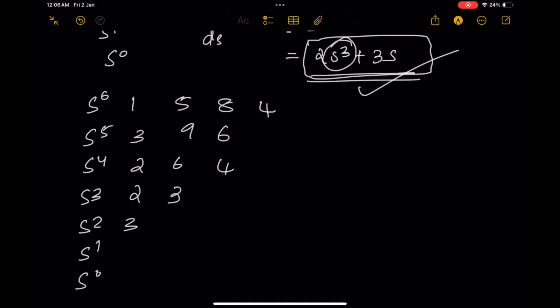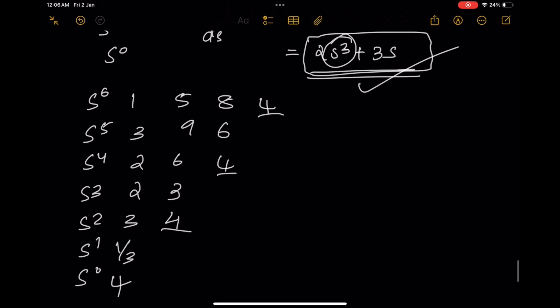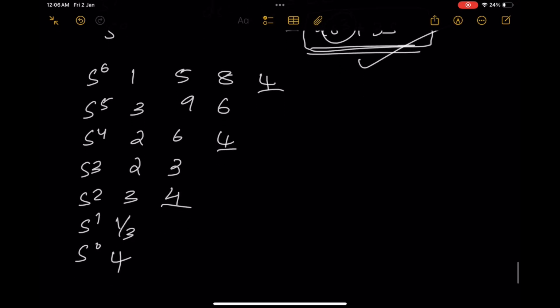I'm going to do this here. 2 4s are 8. 8 by 2 is 4 itself, right? 4 here itself. And what will this value be? This will be 9 minus 8 is 1, so 1 by 3. And the next value, what will it be? It's obviously 4. So I have written the Routh array for the given question.